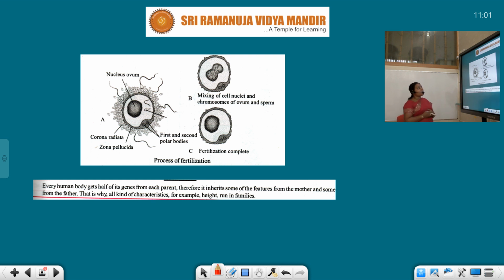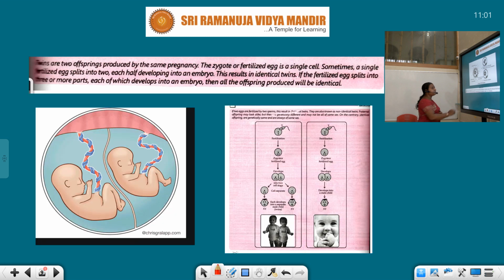And see students, that is about the fertilization and how twins are going to form. Twins are two offspring produced by the same pregnancy. So in a single pregnancy, if two individuals are born, they are called twins. The zygote or fertilized egg is a single cell. Sometimes a fertilized egg splits into two and each half develops into an embryo. So sometimes what will happen, students?